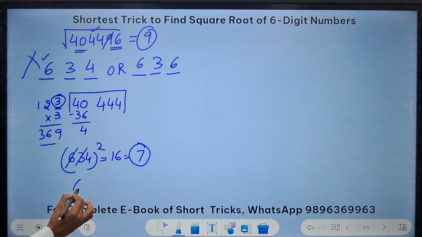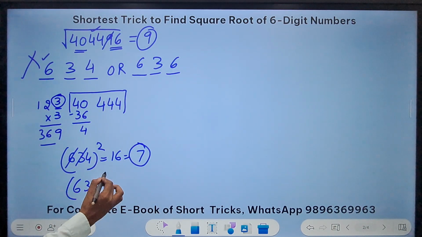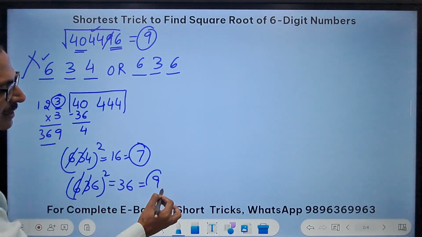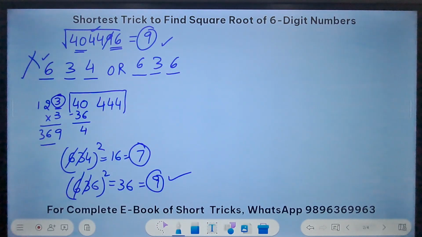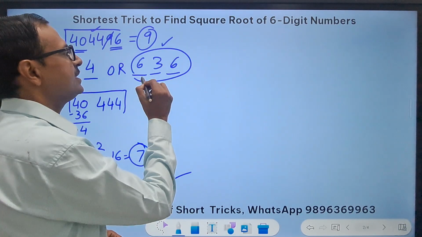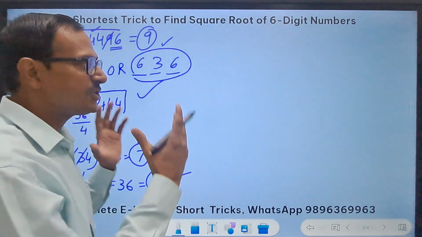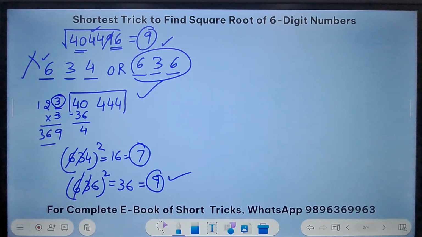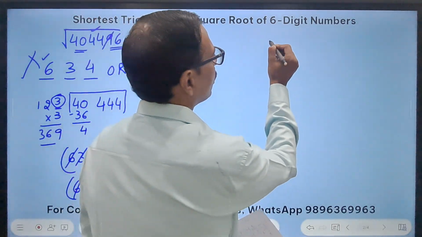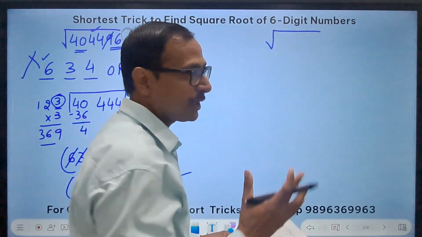So let's check the other one. 636 square. 6 plus 3, 9. Rejected. 6 square is 36. 3 plus 6, 9. See, we are getting the same single digit, and the answer is 636. See how much time now we are taking to solve the question. Slowly the timing is getting reduced, and you will feel more confident if you practice 30-40 such questions.